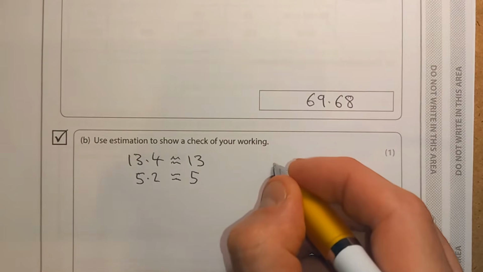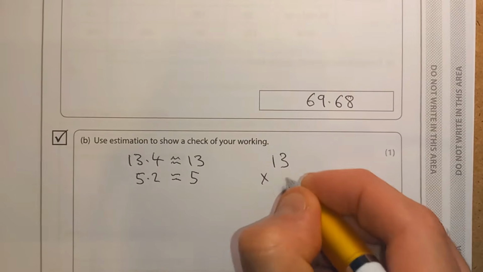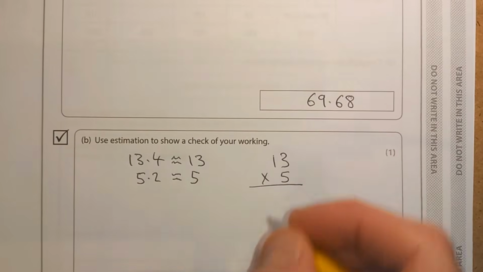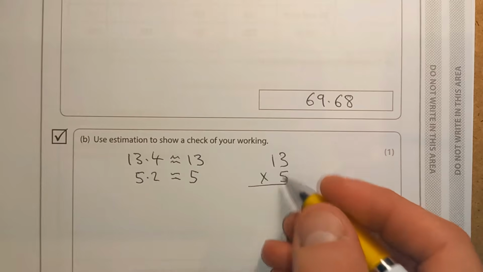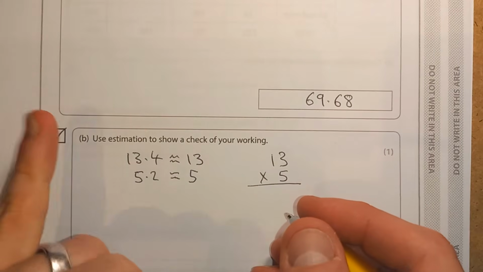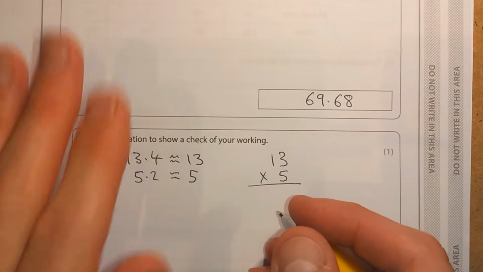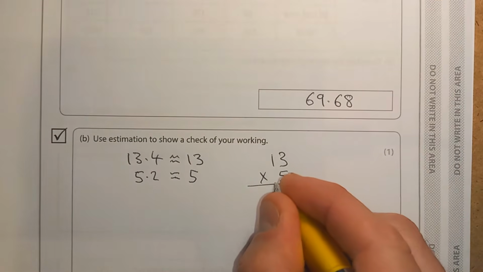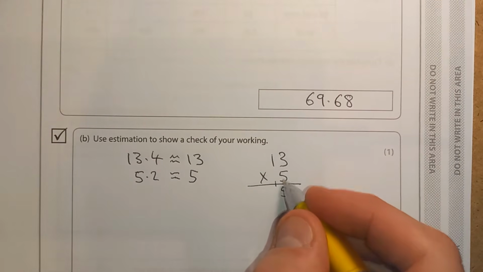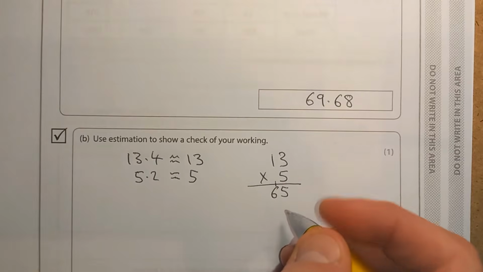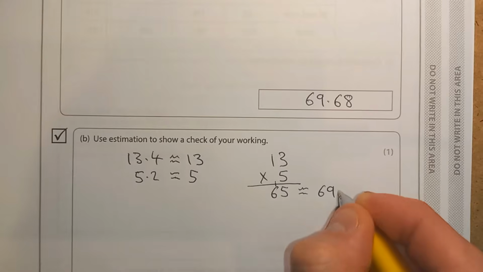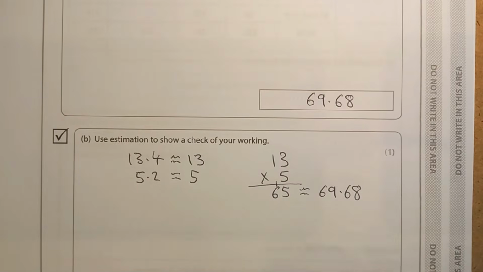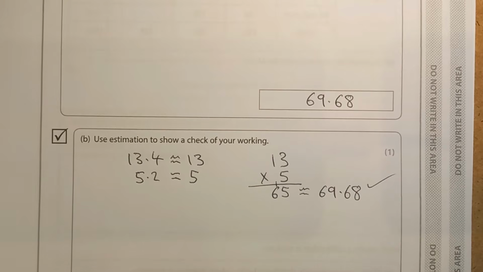So that means we've now got 13 times 5. So this is a bit simpler to work out. So 5 times 3: 3, 6, 9, 12, 15. 5, carry the 1. And 1 times 5 is 5, add the 1 is 6. So we've got 65. And we can say that's approximately equal to 69.68 because we've rounded it. So that's fine as a check using estimation.